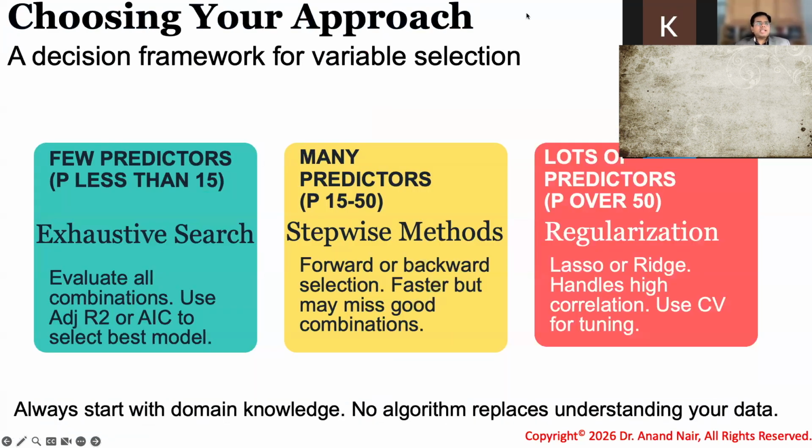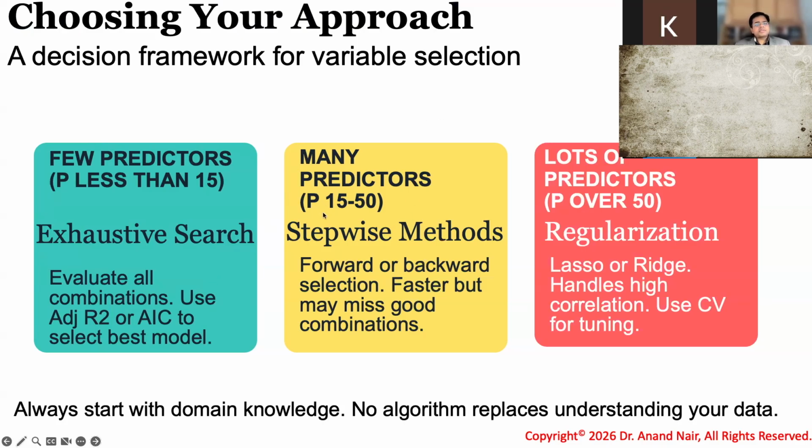So this is the last slide that I have, and with that we'll conclude. A decision framework for variable selection is that when you have few predictors, when the number of predictors is less than 15, go with exhaustive search, because you can always go through all those models and it can still be easily computationally managed. And look at adjusted R-square and AIC to select the best model.